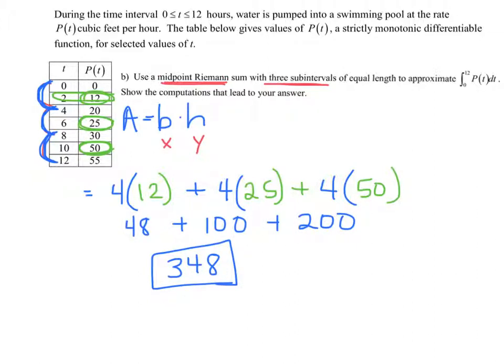If they had asked us for a unit of measure, of course we should know that it is cubic feet, and we know that because we integrated p of t, which was a rate in cubic feet per hour, so when we integrate that, we get just cubic feet.